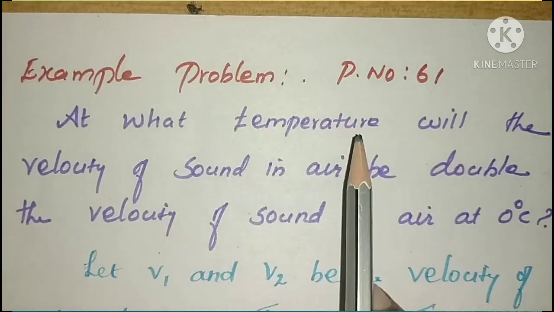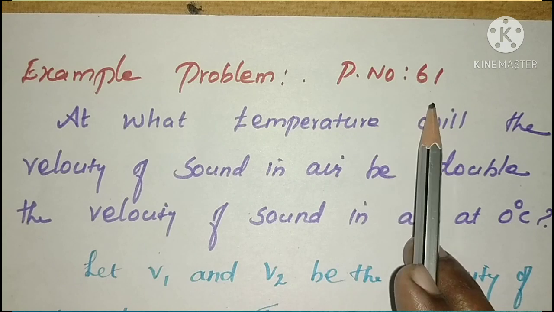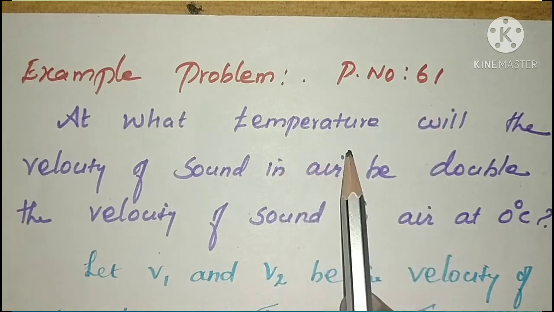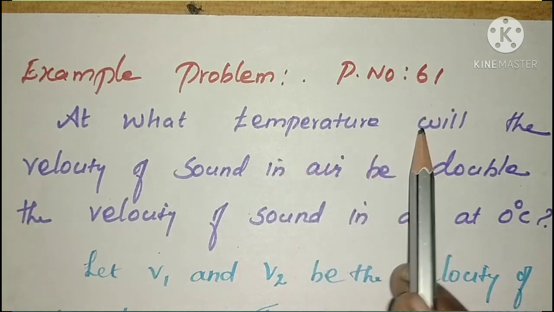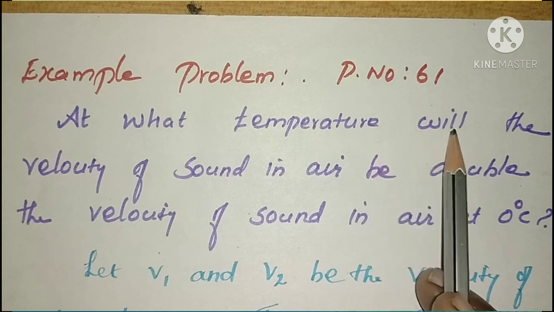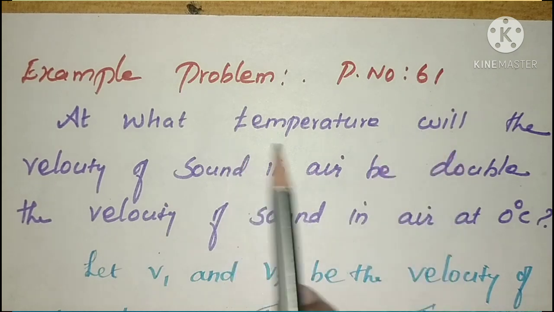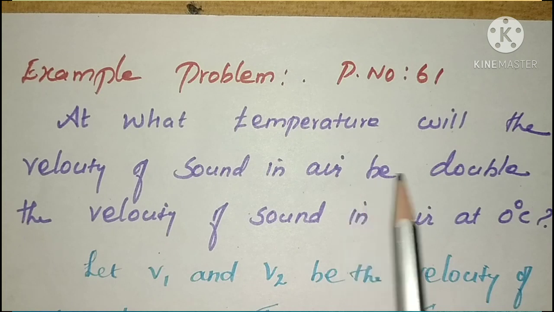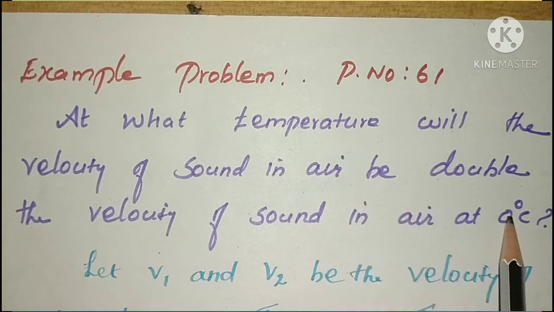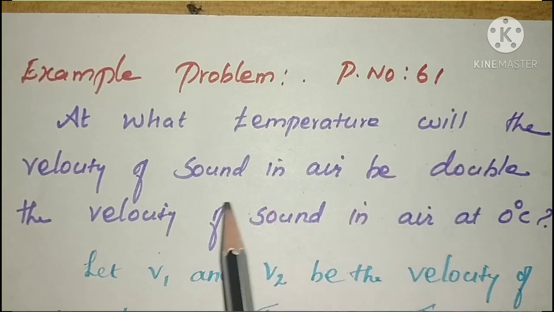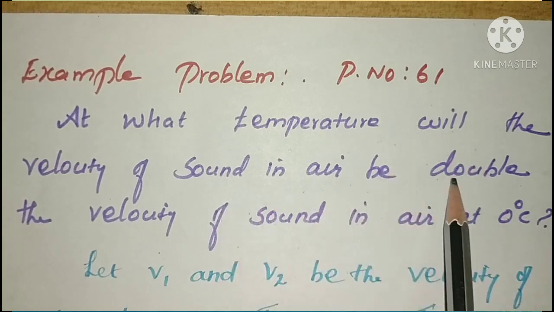Here we are going to do one example problem, given on page number 61. All of you take your book and listen to the problem, and after that you have to copy it down in the notebook. At what temperature will the velocity of sound in air be double the velocity of sound in air at 0 degrees Celsius?